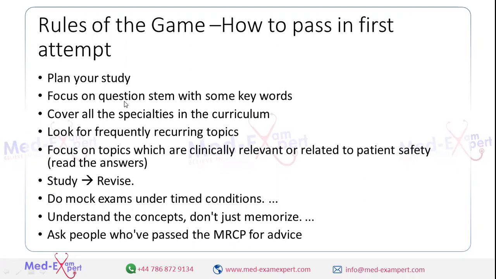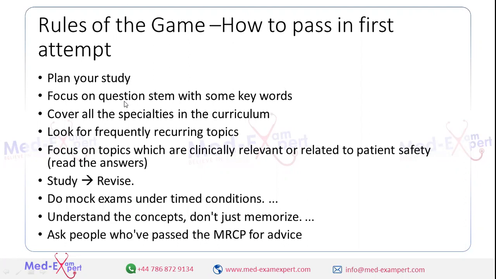Okay, you know what they're going to ask. Are they asking the treatment? Are they asking the diagnosis? Or are they asking the prognosis? Sometimes the questions are quite lengthy. Read the options first, which will give the clue about what you need to focus on in the question stem.